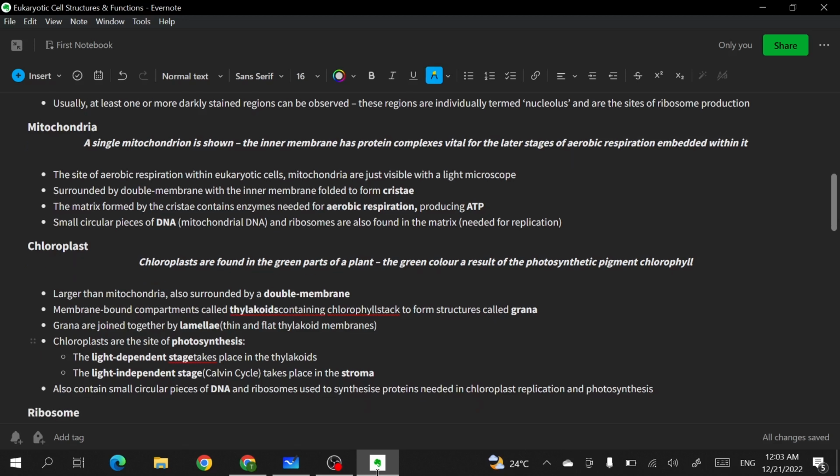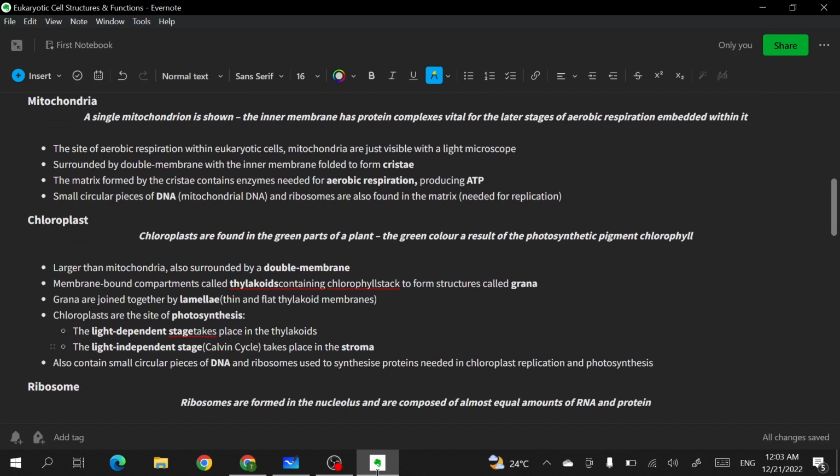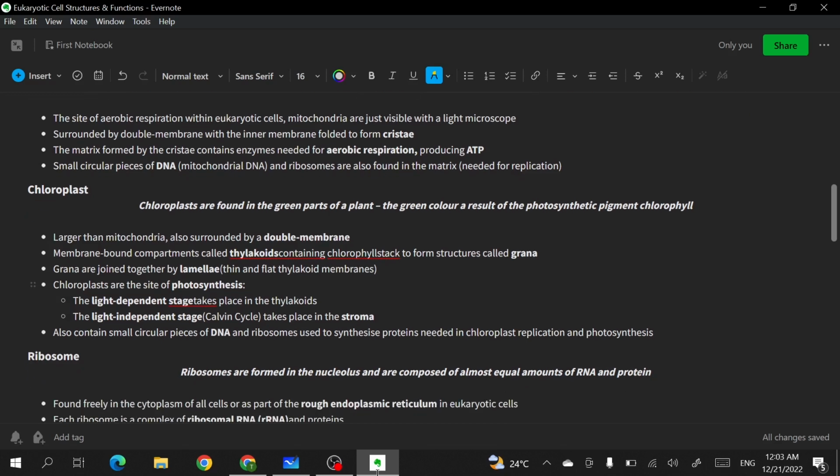The site of aerobic respiration within a eukaryote, surrounded by a double membrane. As I said earlier, you need to remember that, with the inner layer folded to form cristae and the matrix. The matrix and cristae contain enzymes needed for aerobic respiration, producing ATP. All these details you don't need to know. Of course, you need to know that this is where respiration occurs and where ATP is produced, but you don't need to know that it contains all the enzymes needed, etc.